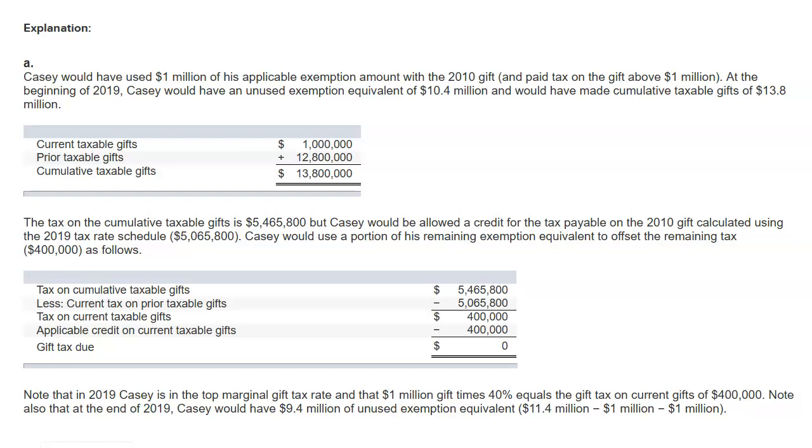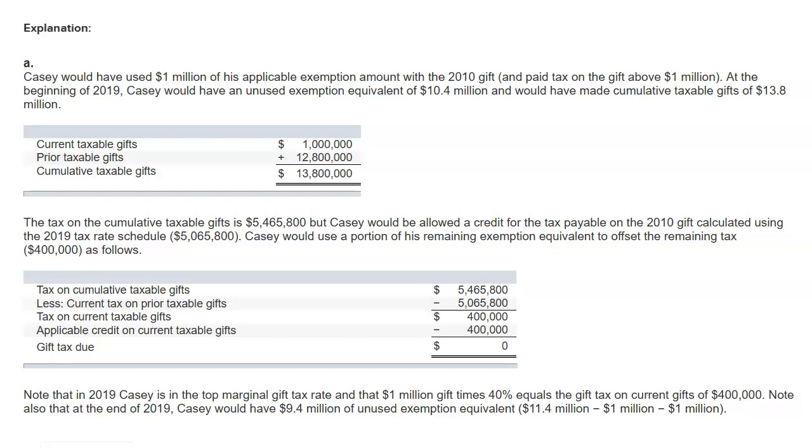Casey would have used $1 million of his applicable exemption amount with the 2010 gift, and he would have paid tax on the gift above $1 million. So at the beginning of 2019, Casey would have an unused exemption equivalent of $10.4 million, and he would have made cumulative taxable gifts of $13.8 million, and you can see how that's calculated. The current taxable gift is $1 million. His prior taxable gifts, $12.8 million, for a total of cumulative taxable gifts of $13.8 million.